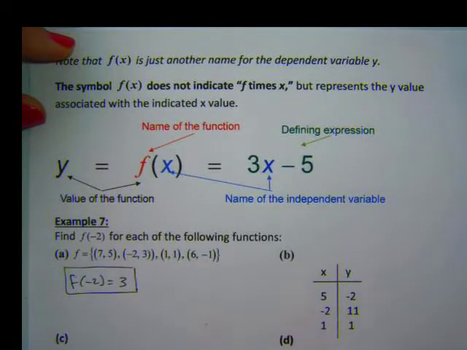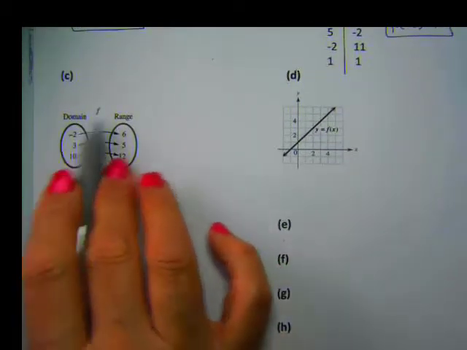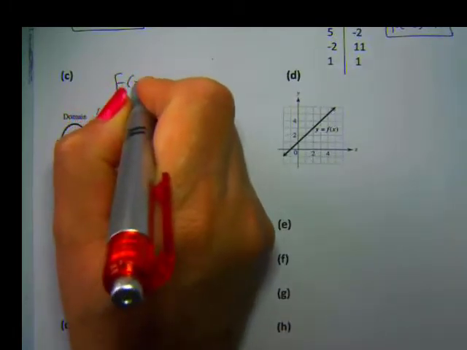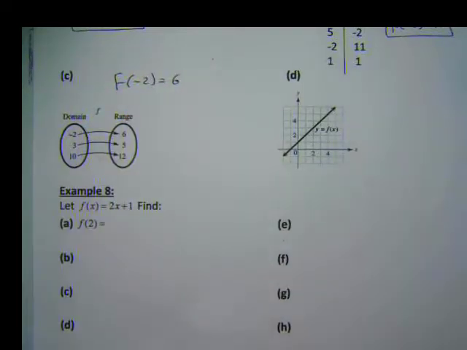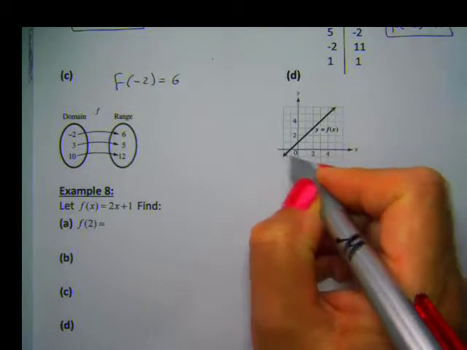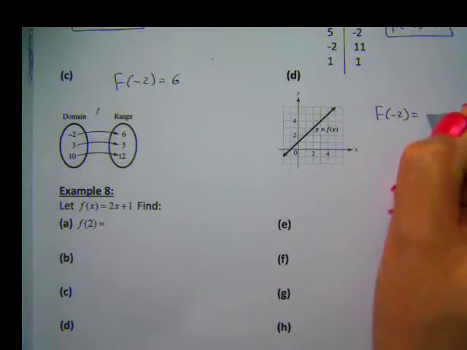Let's look at it in a different format. How about when it's in a table? So when it's in a table, this is what we need. What is f of negative 2? It's 11. How about in this format? What is f of negative 2? You can see that the negative 2 is related to the 6. How about in this? What is f of negative 2? It is all the way here. So when x is negative 2, what is y? Y is negative 1. So f of negative 2 is negative 1.